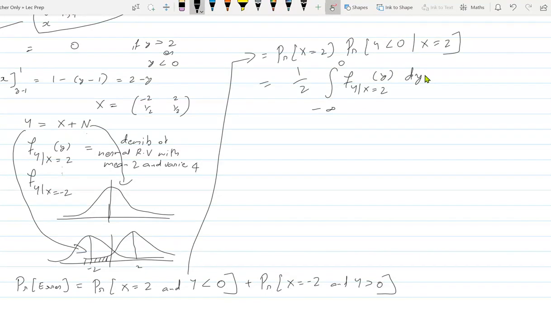And we know the density function. It's a Gaussian distribution with mean 2 and variance 4. So you just need to integrate that and find the answer. The final answer is not that important, but you need to know how to get it.